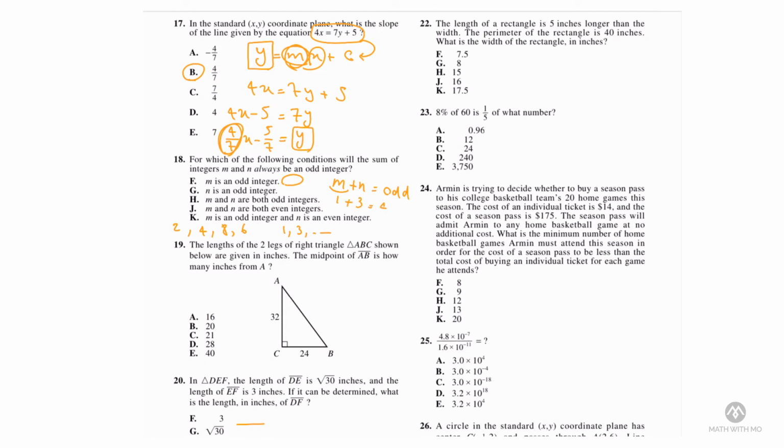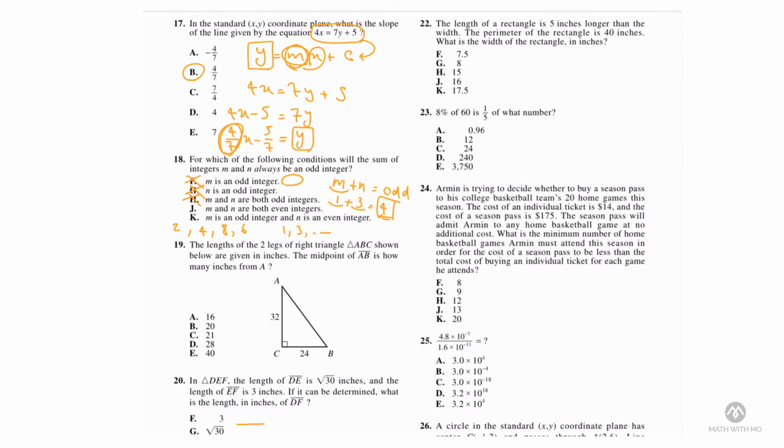1 plus 3 is 4. 4 is an even number, not an odd number, and we want the answer to be odd. So F is not the answer. G, n is an odd integer. Basically this is the same situation, just m and n are swapped. So G is not the answer either. H, m and n are both odd integers. We just tried that, 1 and 3. It gives me an even integer when I add them. So H is not the answer.